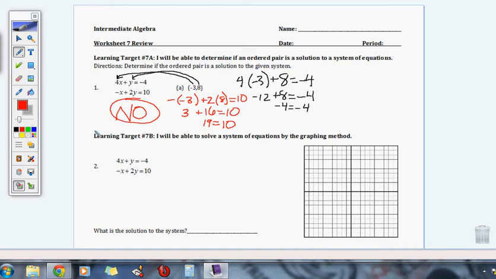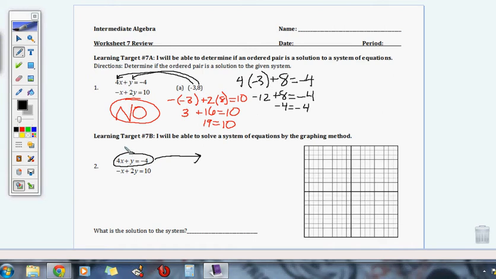Okay, moving on to the second one here, learning target 7b. We're going to solve a system of equations by graphing. Immediately when you look at this, there are two types of graphing we've been talking about. This one has an equal sign. So we're going to take the first one and get it into a comfy mode for graphing.